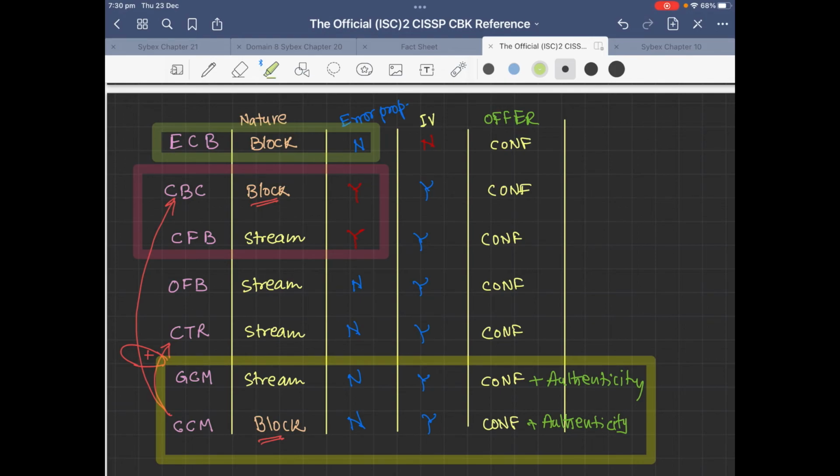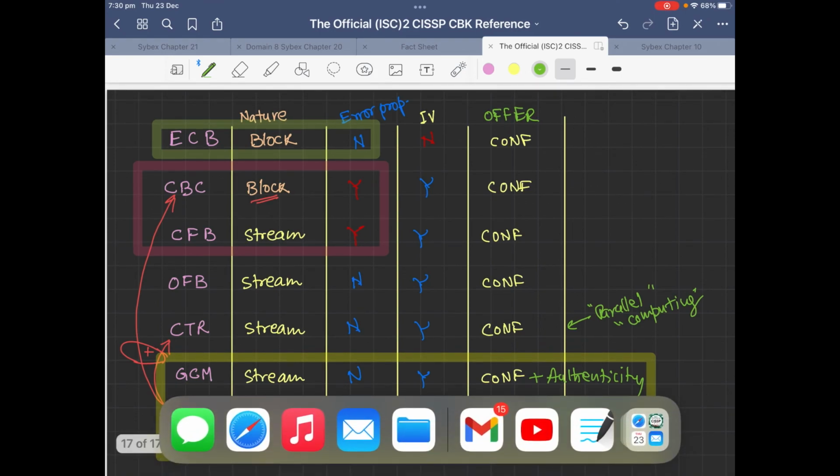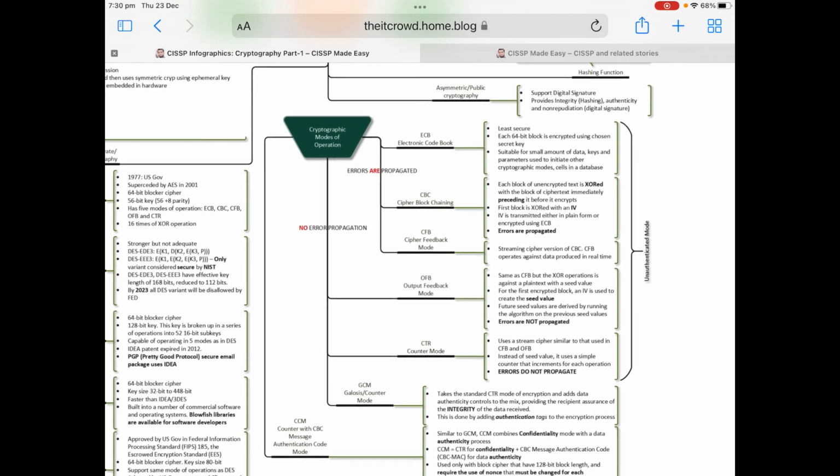The other important thing which we have to know is the CTR mode. Instead of a seed value, it uses a counter that increments for each operation. So that property makes it good for parallel computing. So for parallel computing, this mode is used, which we have to keep in our mind. And the other properties, we can see from the diagram which is available on my blog.